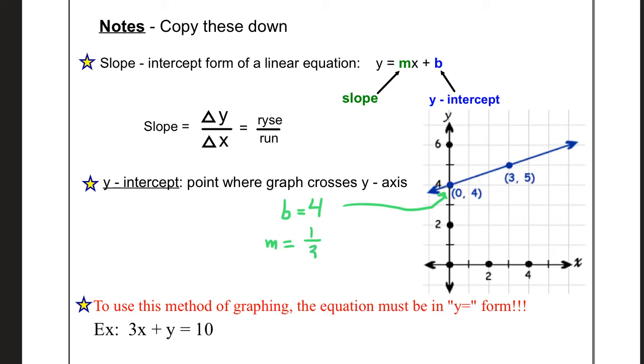Okay, so if we put these two ideas together, the equation of this line, even though we can't actually see it, we know it's going to be y equals 1/3. Remember, the slope goes in front of x like a coefficient. 1/3 x plus 4.